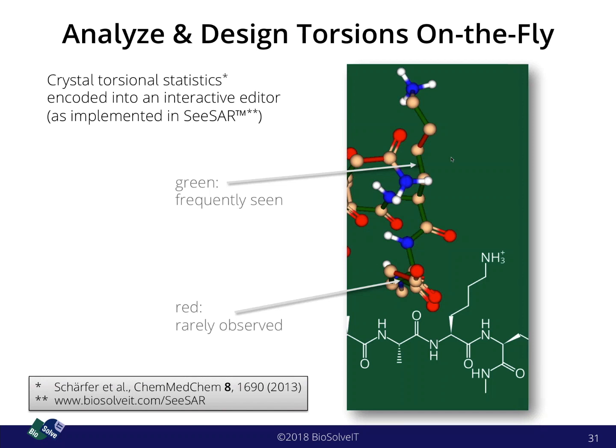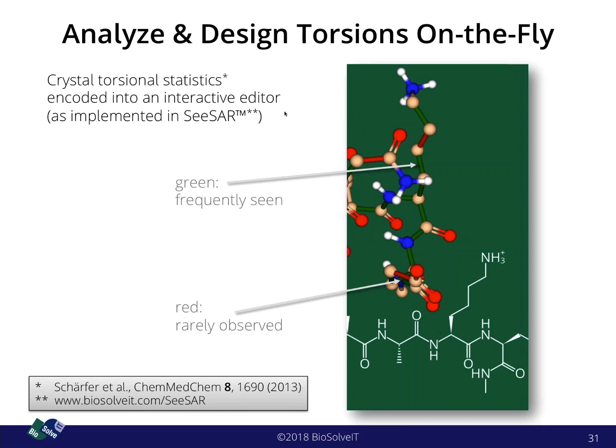So they looked at crystal structure data and did statistics on that, made the assumption that what has been observed frequently should be low energy, and what has been observed only rarely should be colored in red, such as here. And this was encoded into a traffic light system so that one could get a quick and rough overview of what is a likely torsion and what's not so likely a torsion.